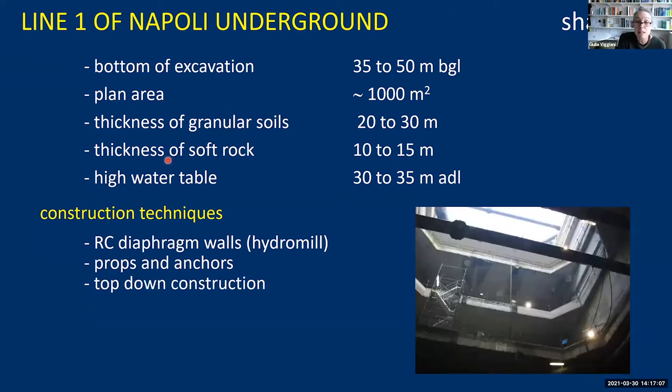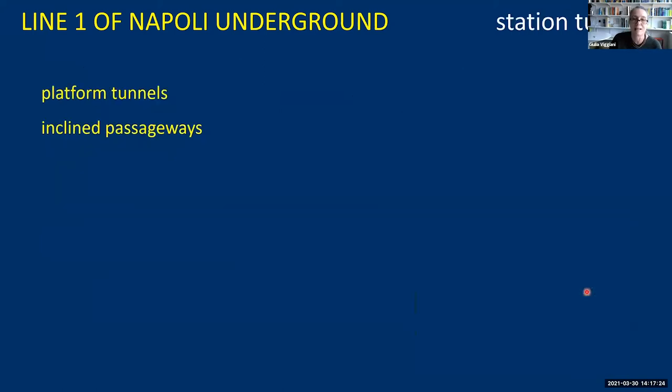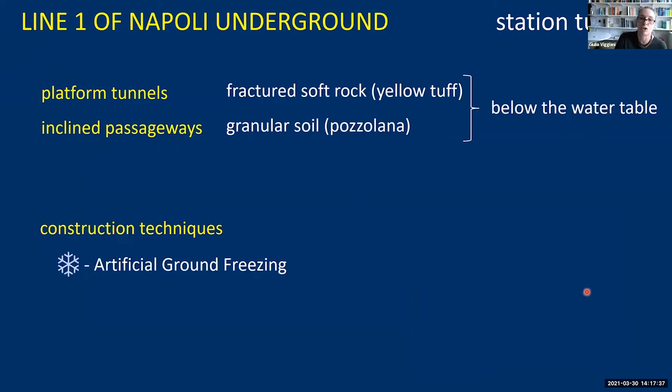In some cases, to restrain further ground movements around the shaft, the floor slabs of the station, these here, were constructed top down as the excavation proceeded, to minimize the possibility for the diaphragm walls to deform into the excavation. And also part of station construction were the enlargement of the running tunnels to accommodate the platforms and the excavation of the inclined passageways. And both of these were done in conventional mining.